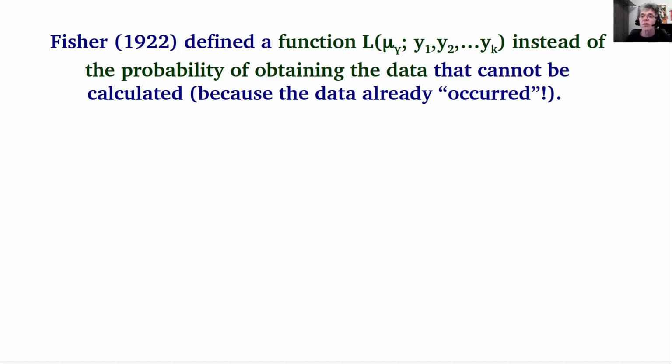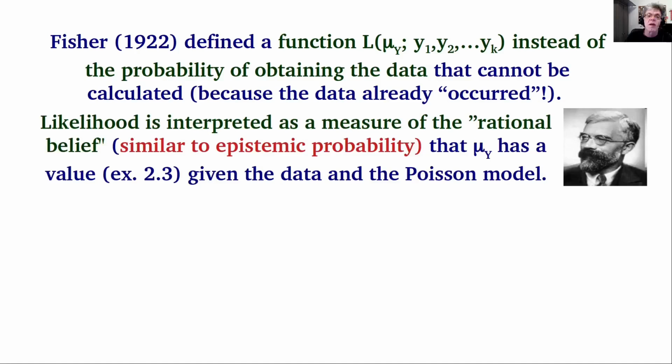There is no uncertainty about the data. There is uncertainty only about the parameter that could have generated the observed data given the statistical model. So Fisher later on interpreted likelihood as a measure of the rational belief that theta, the parameter of our Poisson model, has a given value given the data and given the model. This is very akin and similar to the epistemic probability that Fisher forcefully rejected all his life.